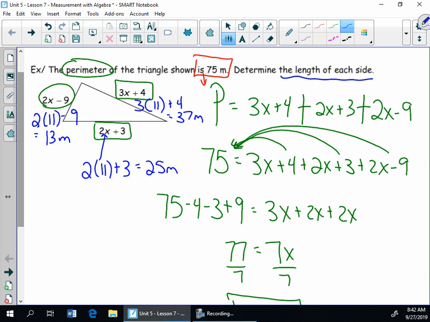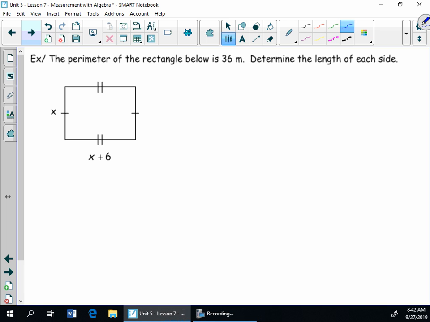I figured out the length of each side, not knowing how big they were, but just knowing how big the entire shape was. Okay, so similar ideas to what we've done before. Collect all your like terms, solve things. But the trick is to start, you need to know how big the entire shape is. I get you guys to try one. So pause it, see if you can figure this one out. The perimeter of the rectangle below is 36 meters. Determine the length of each side.